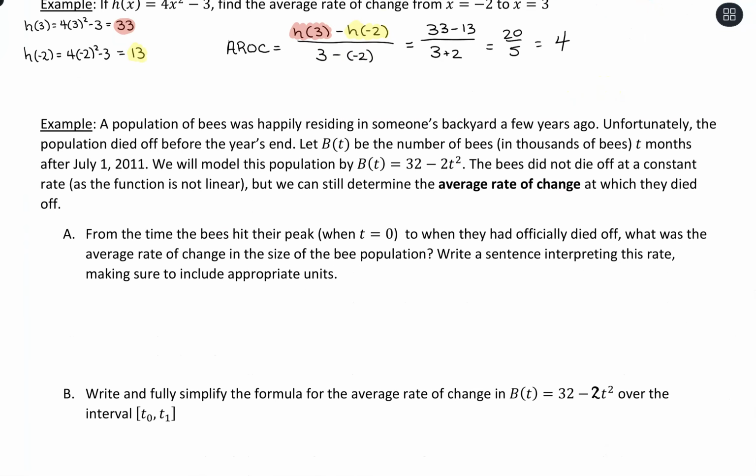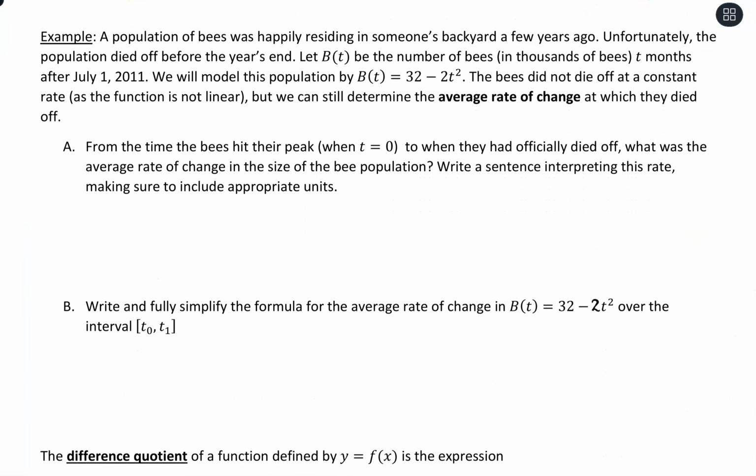Okay, let's go to this word problem, and we're going to see this word problem throughout a few videos here, where we'll get this idea of average rate of change and slowly morph it into this idea of instantaneous rate of change. So what we have here is a population of bees, and they start at their peak population July 1st, 2011. And then from there, we're going to measure their population. Unfortunately, it's decreasing, in t months after July 1st. So B is going to measure the number of bees in thousands, and then t is going to be our amount of time that's passed.